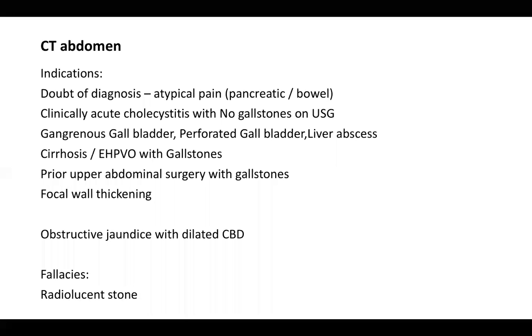When a patient has clinically acute cholecystitis, that is the presence of pain, fever, vomiting, Murphy's positive, but the ultrasound does not show any gallstones, consider doing a CT, because these patients could have a cystic duct stone, could have acalculous cholecystitis, could have pancreatitis, could have a liver abscess, could even have a duodenal ulcer with a contained collection.